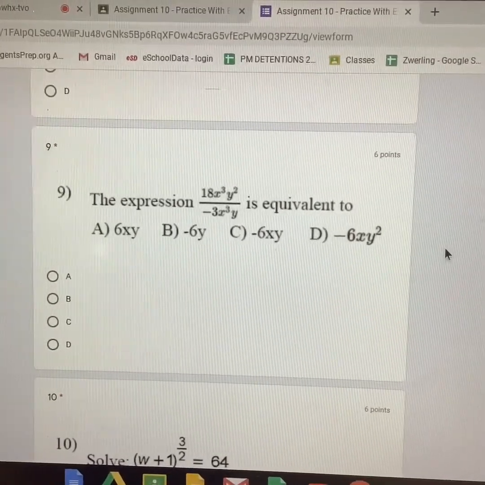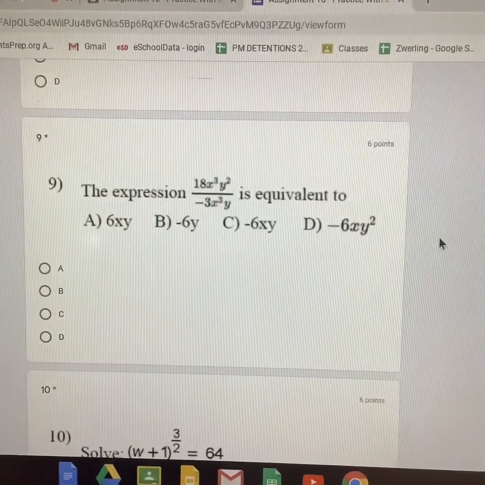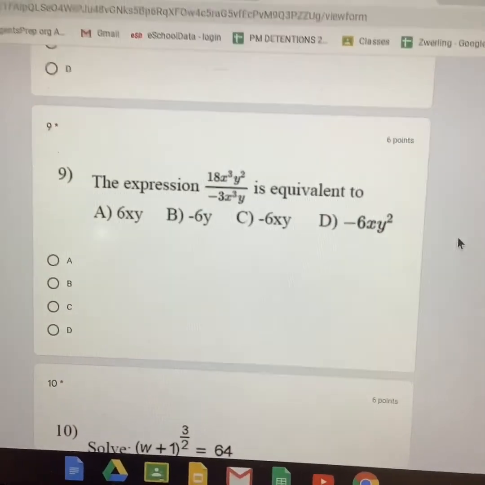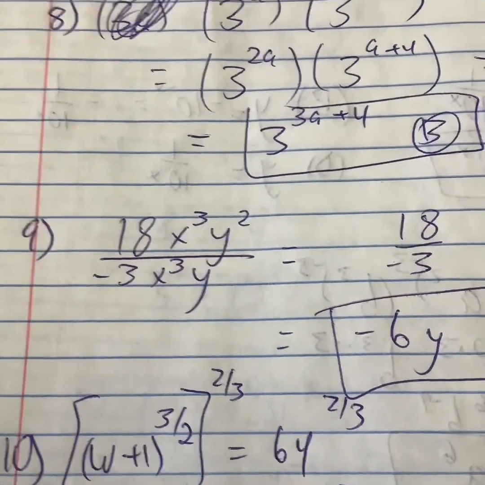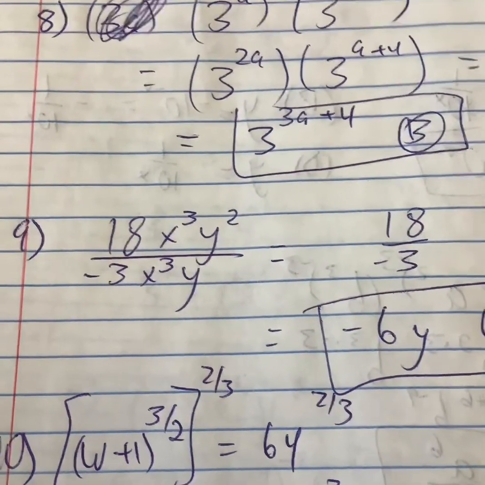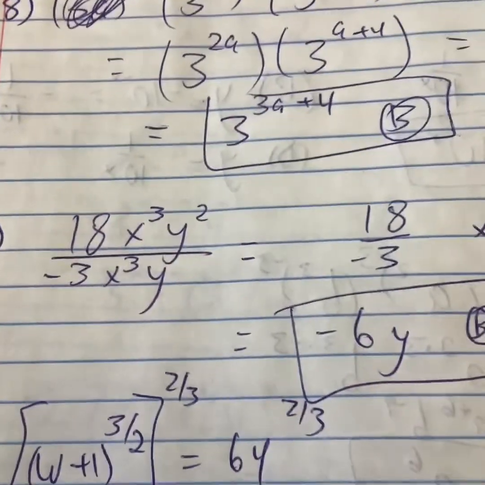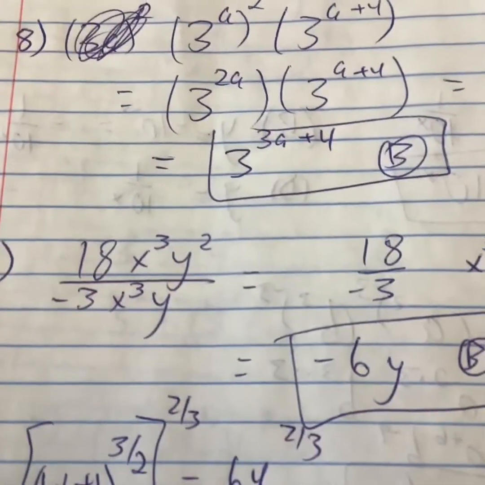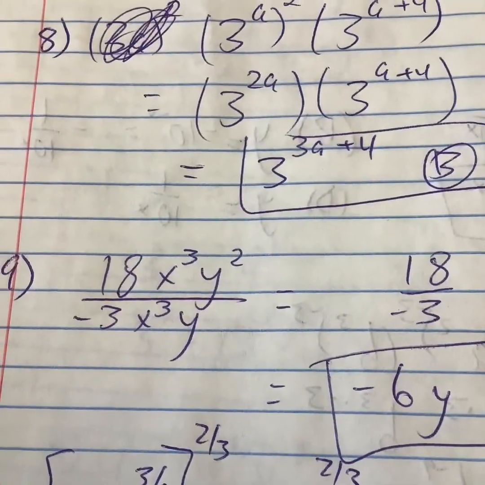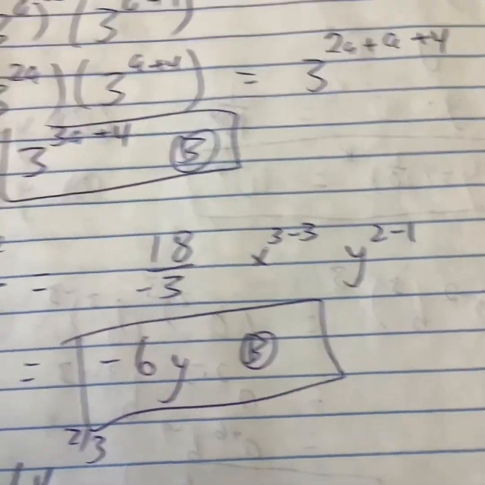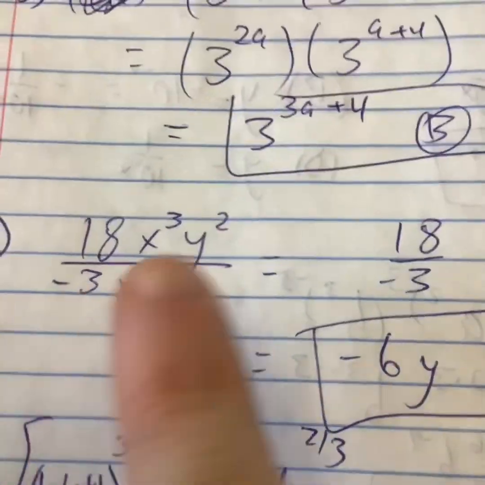Number 9, 18x cubed y squared over negative 3x cubed y is equivalent to what? So let's break it up into our like terms. We have the coefficients, which is 18 divided by negative 3. The x's, when you're dividing common bases, you subtract the exponents. So it's x to the power of 3 minus 3, because it's x cubed divided by x cubed. And y to the power of 2 minus 1, because there's a 2 on the top and a 1 on the bottom.